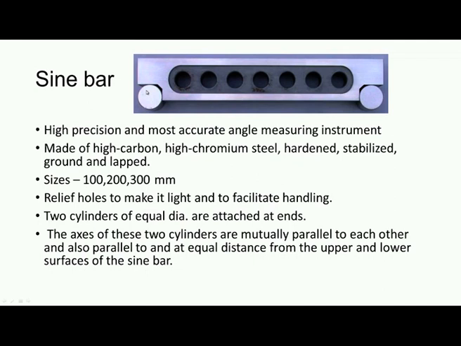The diameters of these two cylinders or rollers attached at the two ends are equal diameter rollers. The axis of these two cylinders or rollers are mutually parallel to each other and also parallel to and at equal distance from the upper and lower surface of the sine bar. That means, the axis of this roller and axis of this roller should be parallel to each other, should be parallel to the top surface of the sine bar and parallel to the bottom surface of the sine bar.